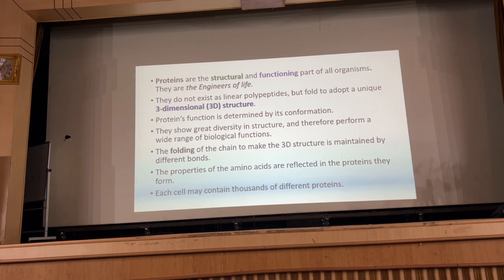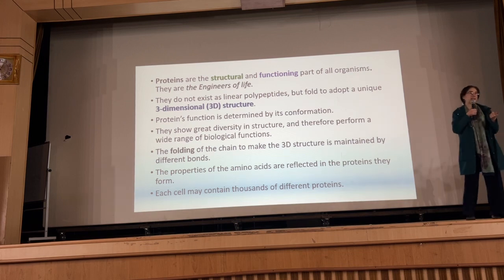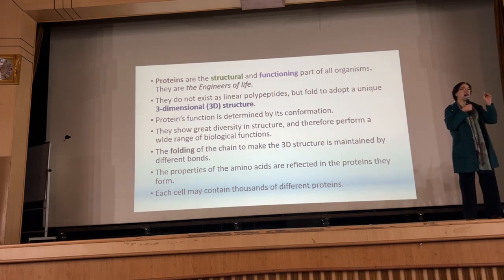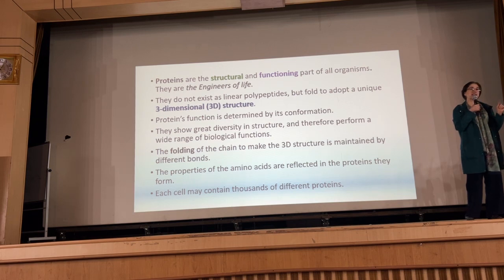And we might have thousands or even hundreds of thousands of types of proteins in each cell. Not 100,000 proteins, 100,000 types, thousands of types of proteins. But can anybody tell me, for each protein, how many molecules do you think exist in a cell?